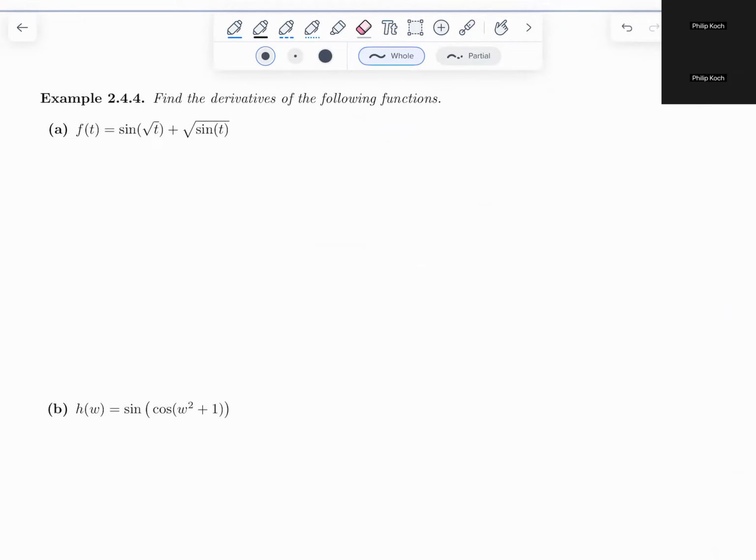All right. So f of t equals sine of square root t plus the square root of sine of t. So there is a difference between these two things. One time it's sine of a square root function, whereas the other one is the square root of a sine t. So it's two different things. I'd recommend writing them in radical format. So I'm going to rewrite it as sine of t to the 1/2 plus the quantity sine of t to the 1/2.